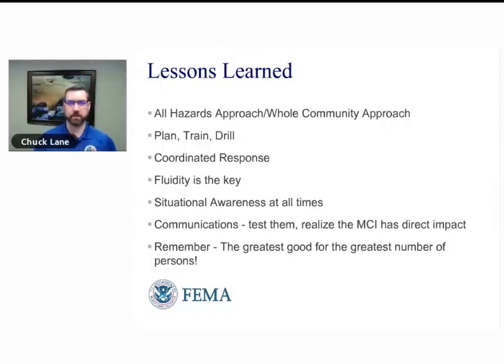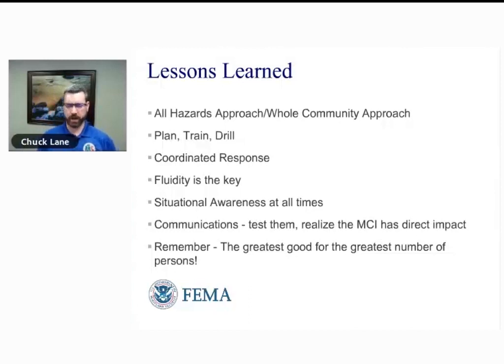If you have a good plan but a bad process, the people will never be able to implement it. If the plan is poorly written or maybe doesn't exist, it'll never get off the ground, and people will just continue to do whatever they feel they need to do. So plan, train, and drill. Train as often as you can.